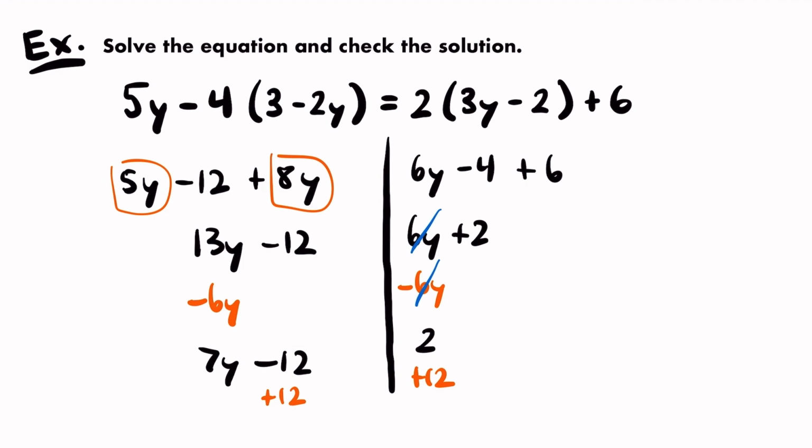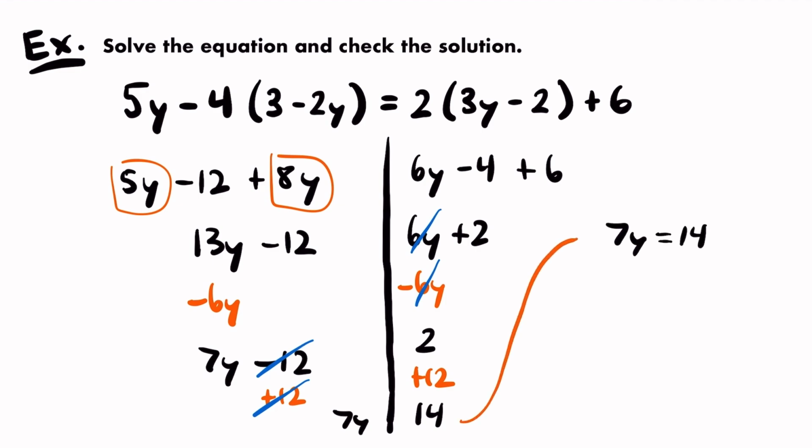On this side, -12 and +12 cancel out to be 0. So we're just left with 7y on one side and 14 on the other, because 2 plus 12 is 14. Okay, and so I'm running out of space here, but this step right here would translate to this equation. 7y is equal to 14, right? That's where we're headed next here.